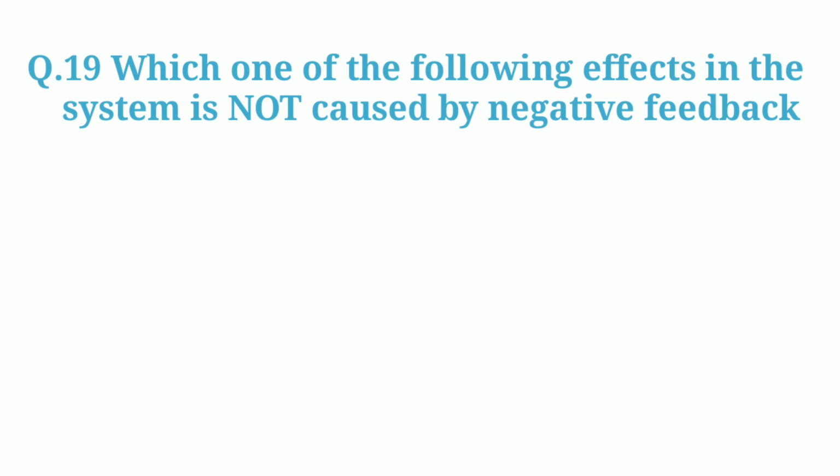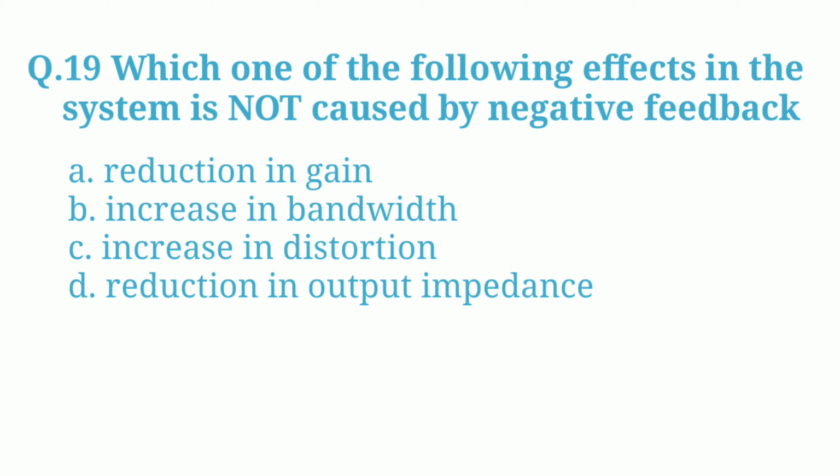Question 19. Which one of the following effects in the system is not caused by negative feedback? A. Reduction in gain, B. Increase in bandwidth, C. Increase in distortion, D. Reduction in output impedance. And the correct answer is increase in distortion.